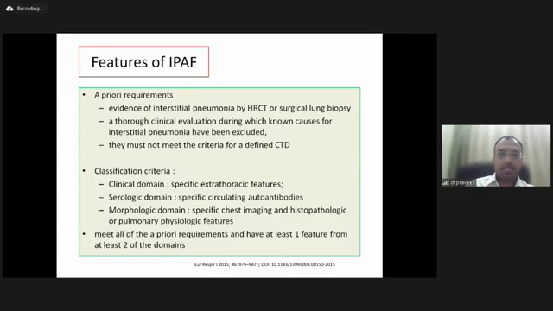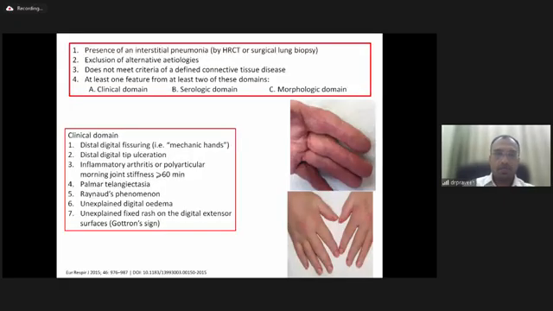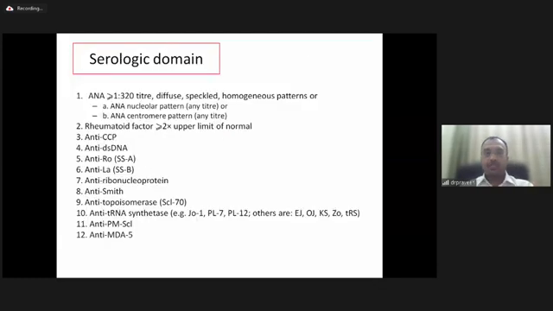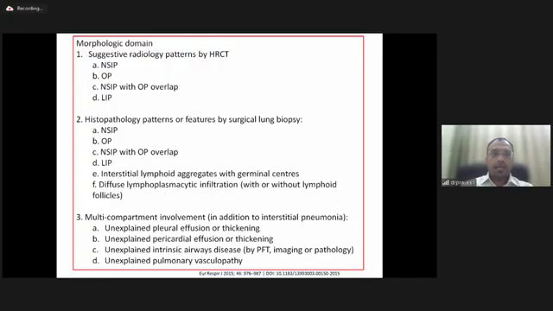So to say that the patient has IPAF, it should have all the a priori requirements, including interstitial pneumonia by HRCT and thorough clinical evaluation, not meeting the criteria for CTD ILD, and at least one feature from at least two of the above domains: clinical, serological, or morphological. In the clinical domain, we have already mentioned all the clinical features of CTD ILD. In the serological domain, we have mentioned the various antibodies. The third is the morphological domain. We need a suggestive pattern by HRCT or histopathology, or multi-compartment involvement, like pleural or pericardial effusion, airway disease, or pulmonary vascular disease.